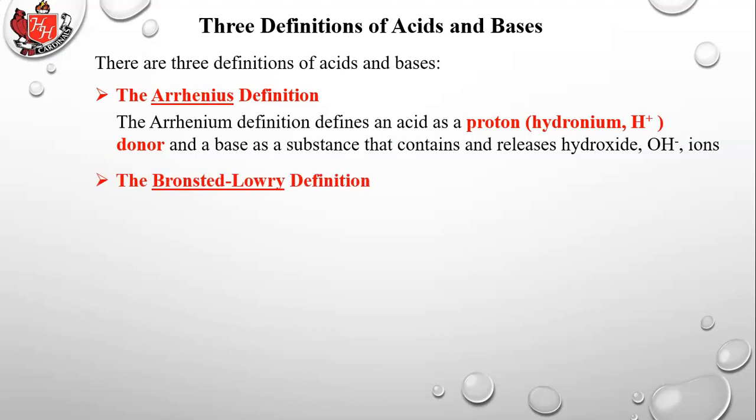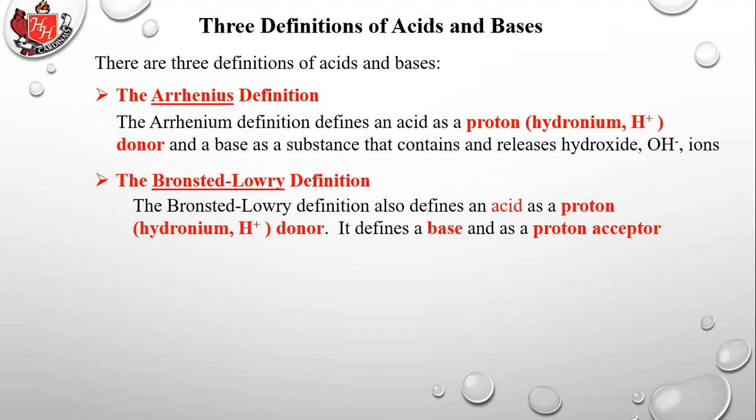Now there's another definition that was an improvement on the Arrhenius definition called the Bronsted-Lowry definition. Generally in high school and college chemistry, it's the Bronsted-Lowry definition we rely on in most cases. So the Bronsted-Lowry definition also defines an acid as a hydronium ion or proton donor. So it's exactly the same as Arrhenius. Base is where the two differ. In the Bronsted-Lowry definition, a base is defined as a proton acceptor. It does it by accepting a proton.